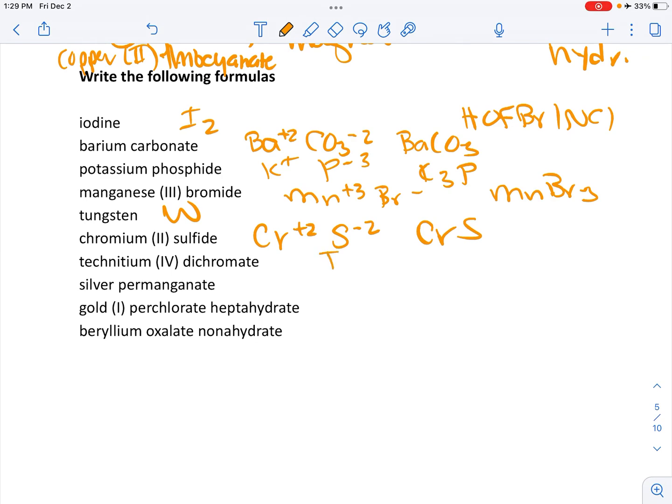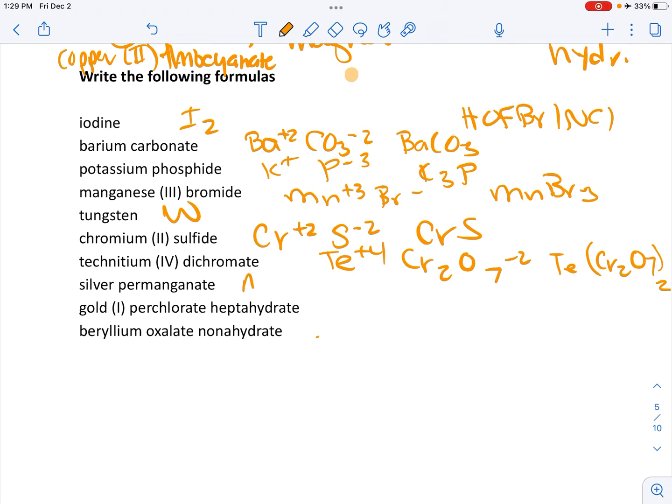Technetium, Te+4, dichromate. Dichromate is Cr2O7 -2. So this is mean because it's Te2(Cr2O7) taken 4 times. It actually can be brought down to a 1:2 ratio.